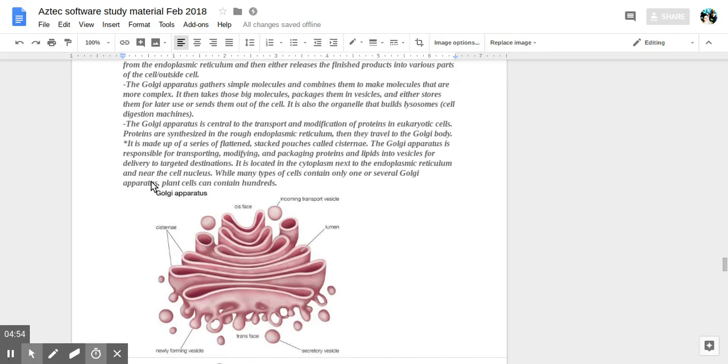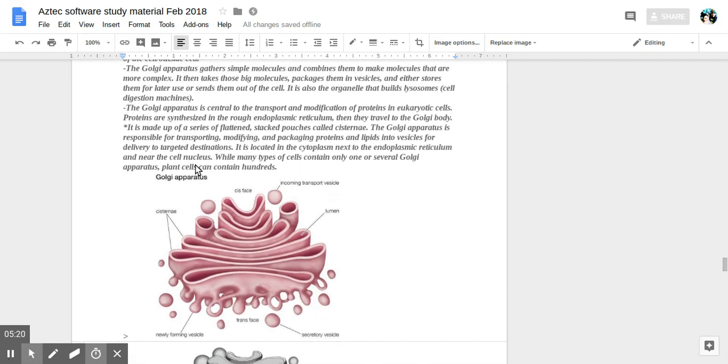So from the ER, the Golgi apparatus takes those products and either shuffles them around the cell or else puts them outside the cell. The Golgi apparatus gathers simple molecules and combines them to make molecules that are more complex as well. It then takes those big molecules, packages them into vesicles, and either stores them for later use or sends them out of the cell. It is also the organelle that builds lysosomes, which are cell digestion machines.